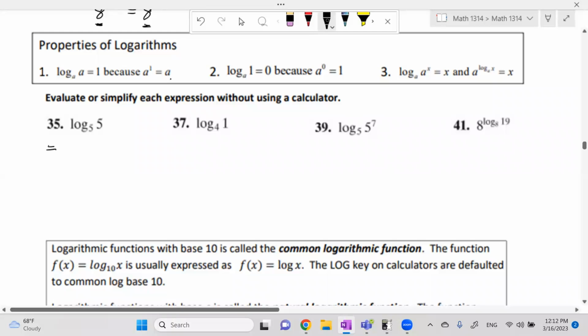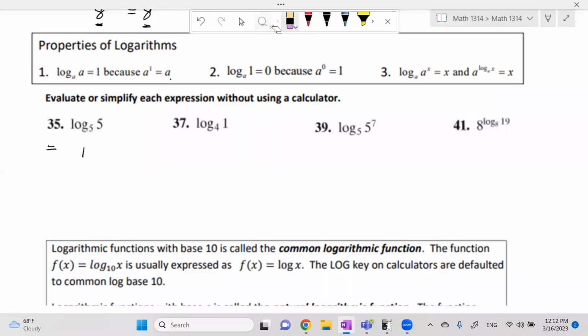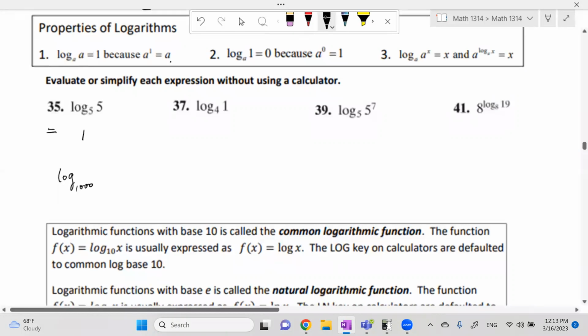Okay, log base 5 of 5. Is that 1? Because the base and the 5, they are the same. They are all 5, so we have 1. If later we have log base 1000 of 1000, we still get 1.